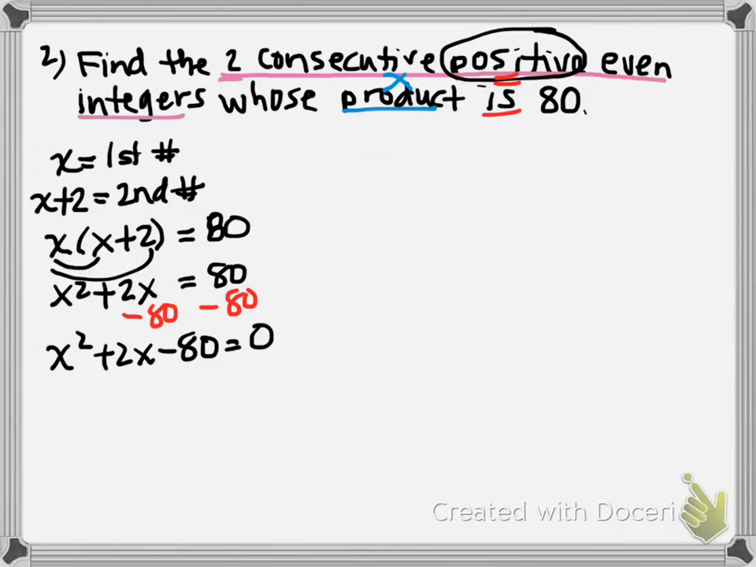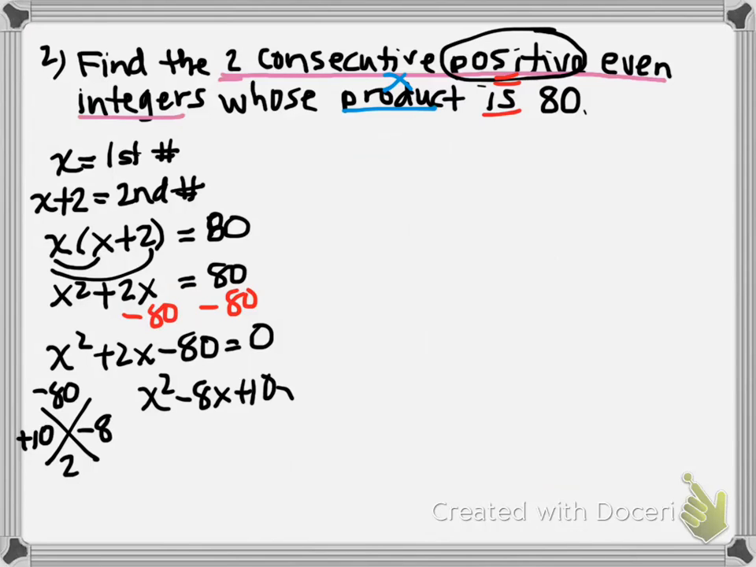So there's no GCF, and it's a trinomial, and it's not a perfect square trinomial. Negative 80 kind of throws that off. And so I'm going to come up with two factors of negative 80 that add to give me positive 2. That's actually not too bad, because it's positive 10 and negative 8. So my trinomial becomes x squared minus 8x plus 10x minus 80 equals 0.